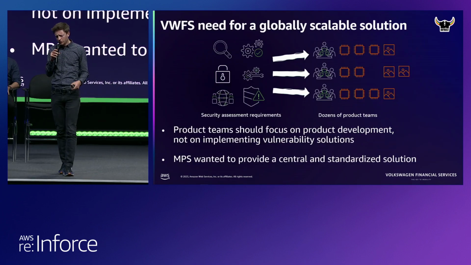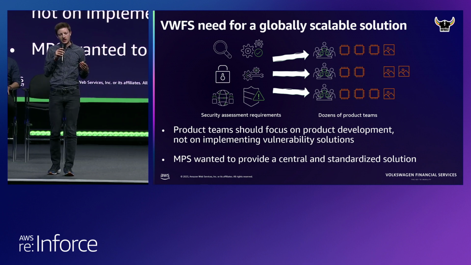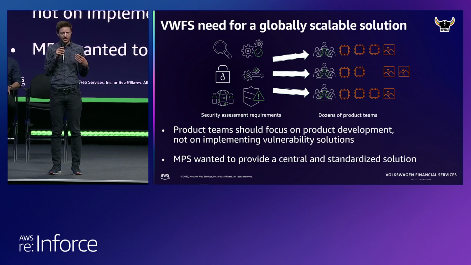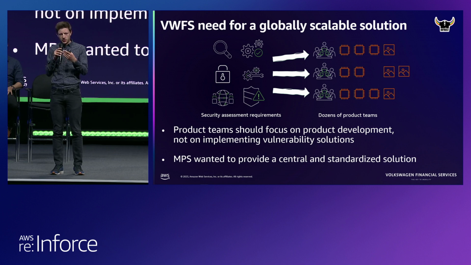So we talked internally about how we can scale up this process, because in the end security is everybody's job. There shouldn't be a centralized security team; security should rather lie inside the cross-functional teams. We were discussing, on the one hand, the assessment requirements and how we can scale that to a global level. Because in the end, our product teams should focus on what they can do best, and that's developing amazing products for our end customers. They should not really be focusing on implementing vulnerability solutions, because the transparency and potential solutions should be there out of the box.